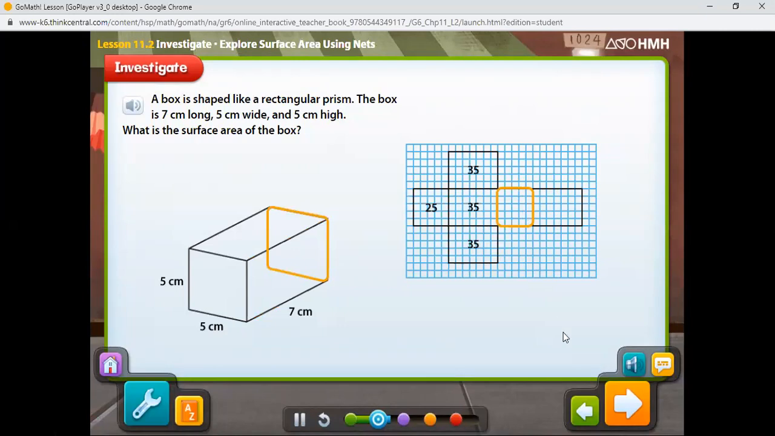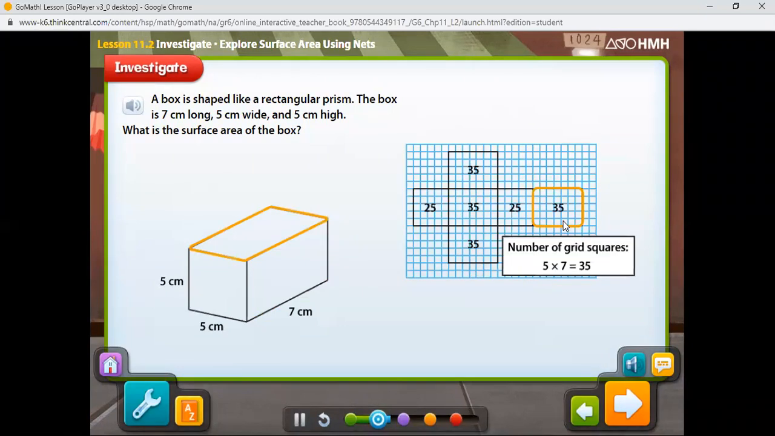Because this face forms an array, we can multiply to get the answer. Each side is 5 units long, so multiply 5 times 5. There are 25 grid squares in this face. Find the number of grid squares in this face. This face has 35 grid squares. These grid squares represent the total surface area of the prism.